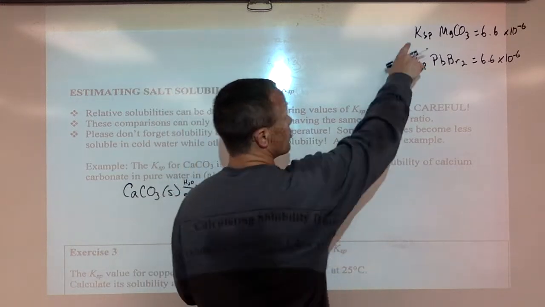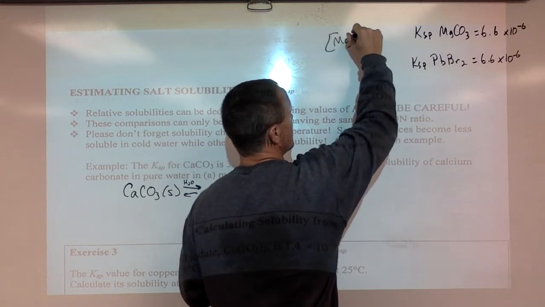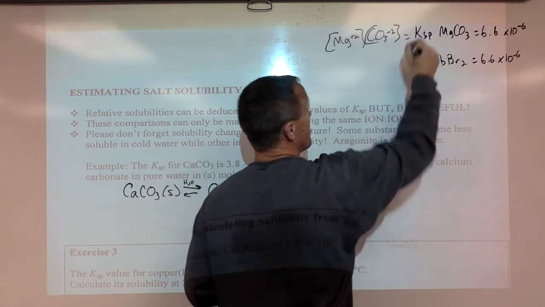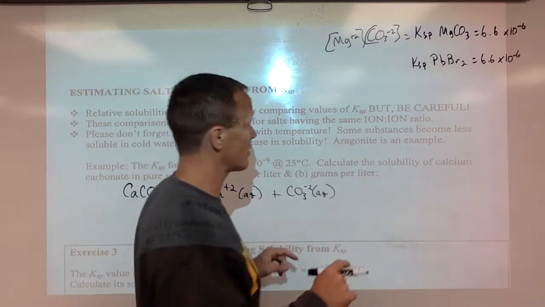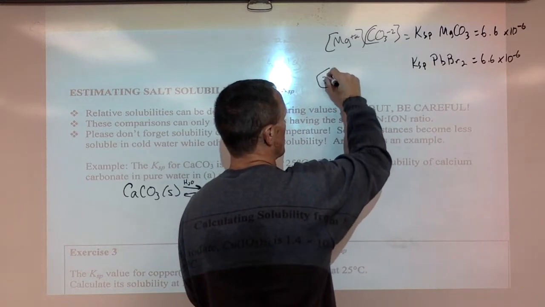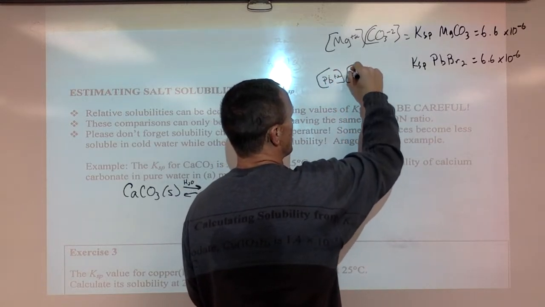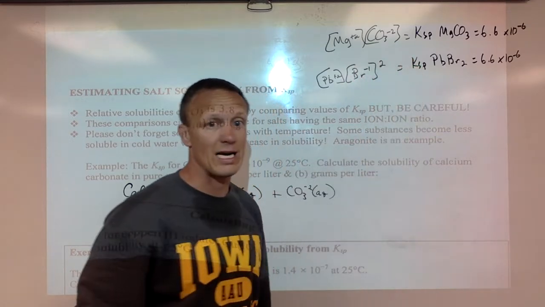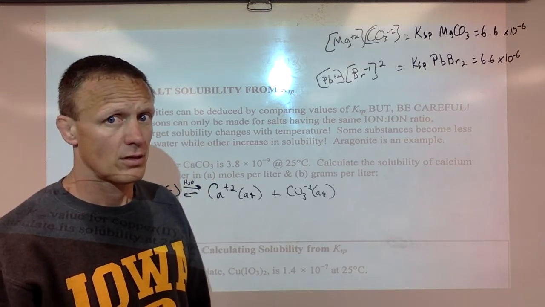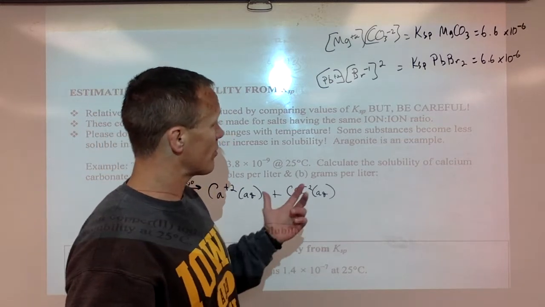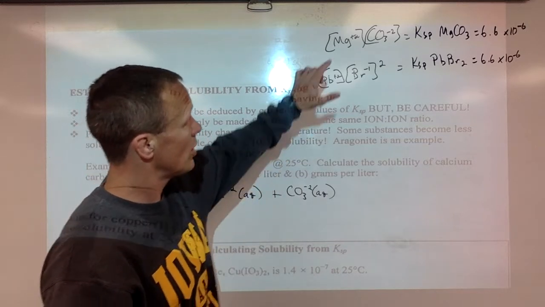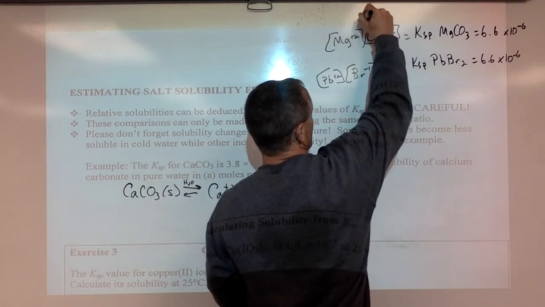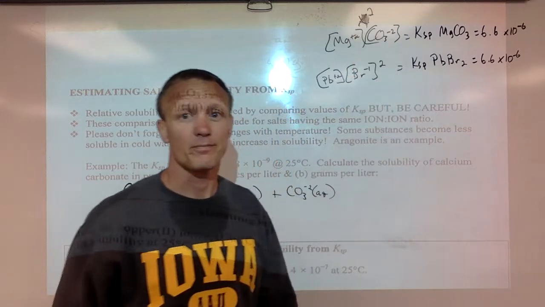What I mean by that is this one would be the concentration of Mg2+ times the concentration of CO3 2-, so just two ions. This one is the concentration of lead ions times the concentration of bromide ions squared. If you think about how we got solubility in water in the previous video, we put in an X for this one and an X for this one. This one would just be X squared.